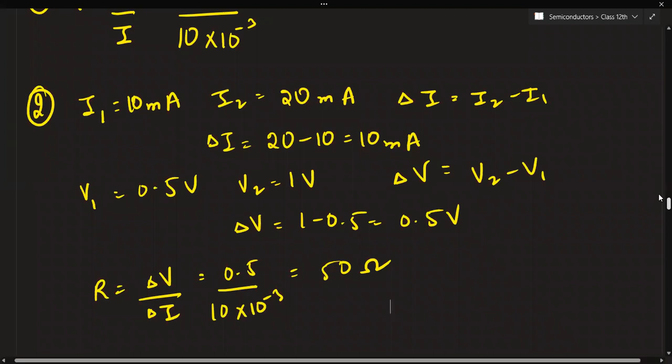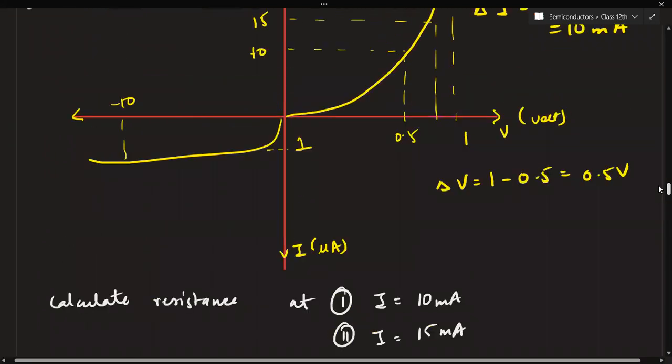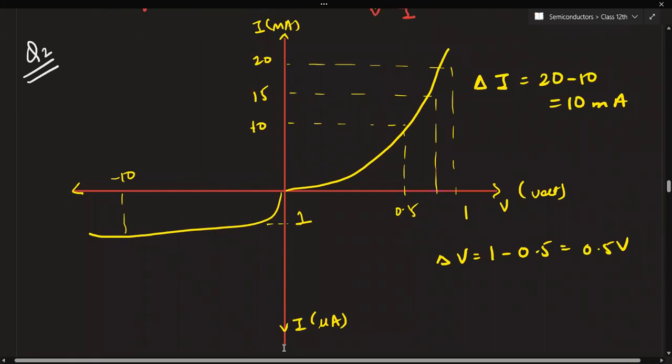Now see the last part. Last part had the current different, no? 1 microampere. This is the case for reverse bias. That's why you're having the current in microamperes, because resistance is huge, current becomes very less, so current is in microamperes.